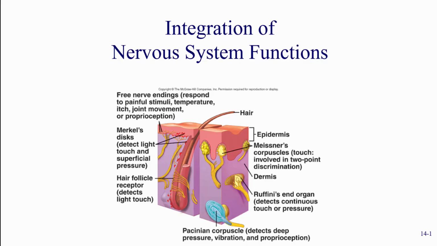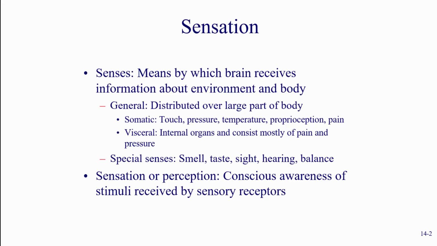In this video, we're going to look at integration of nervous system function. Sensation, senses. It's the means by which the brain receives information about environment and body. Now we have general senses and special senses.